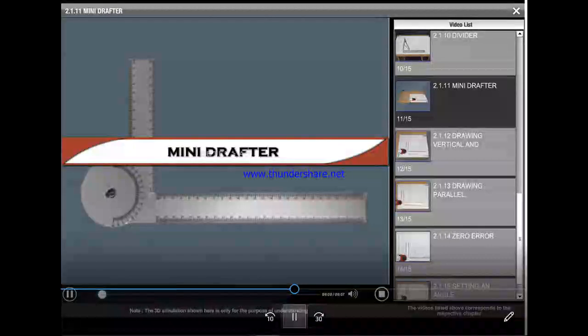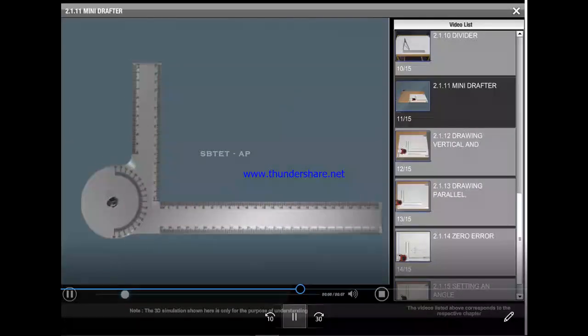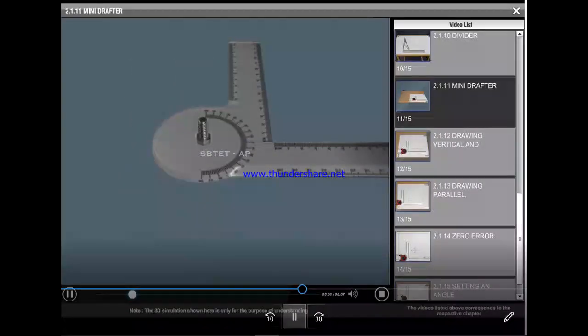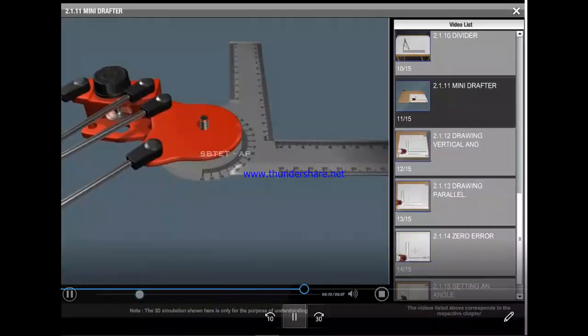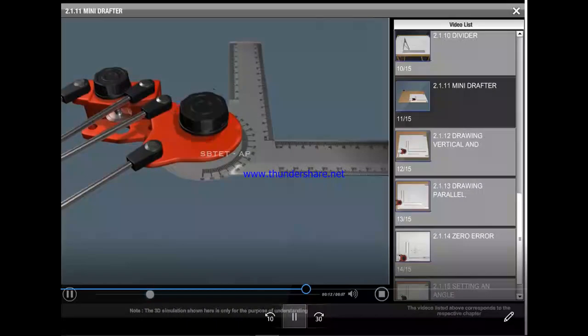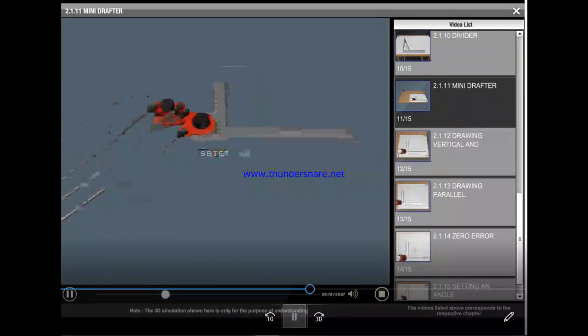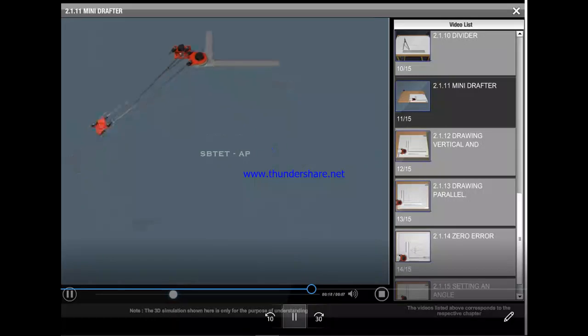In this video, we will see about what is a mini drafter and its use. A mini drafter is a modern device used to conveniently and easily draw parallel, perpendicular, and angular lines. It replaces the conventional scales and protractors for easy drawing.